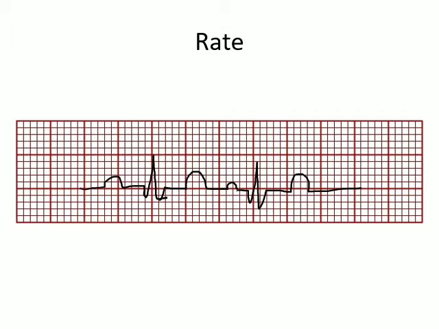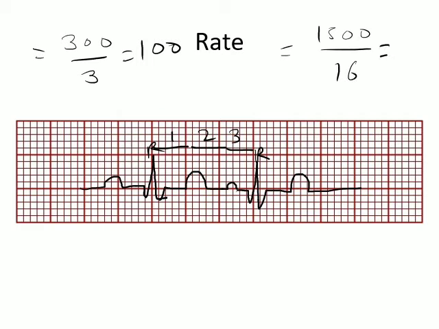If you see, there are approximately three large boxes between these two successive R waves. So if we were to calculate the rate of this ECG, that would be 300 divided by 3, that comes out to be 100. But if you look carefully, there are 16 small boxes. So 1500 divided by 16 gives us a more accurate value of 94, which tells us that the large box formula is relatively less accurate as compared to this one.